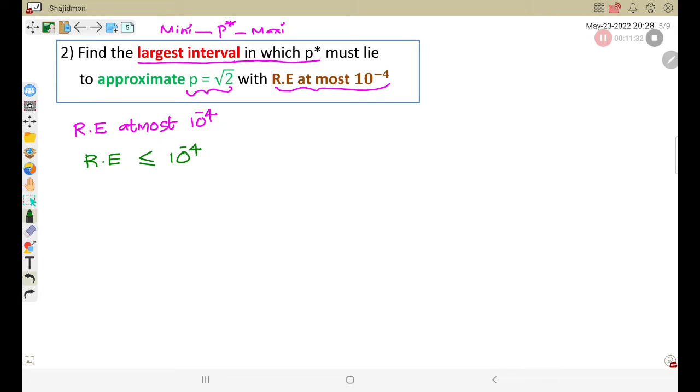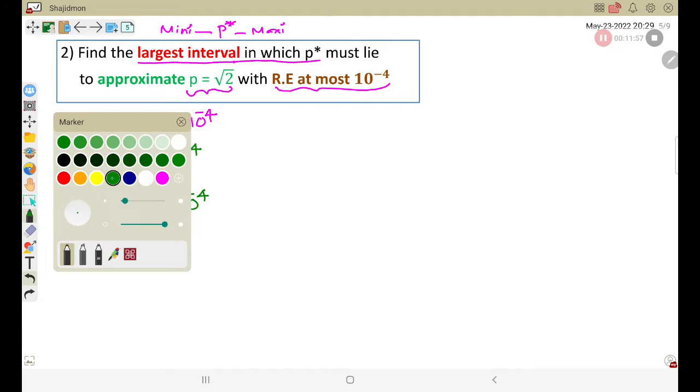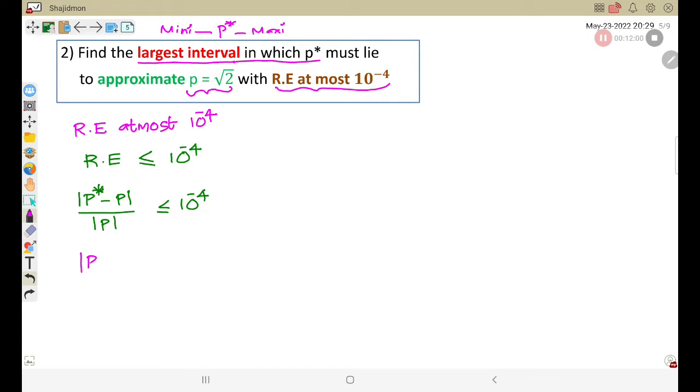Now we need to write the relative error rule: absolute P star minus P, divided by absolute P, less than or equal to 10 power minus 4. All the questions have similar steps, so if you practice one or two questions correctly, you can do any number. Now just substitute the P number. What is the P number here? Absolute P star minus root 2, divided by absolute root 2, less than or equal to 10 power minus 4.